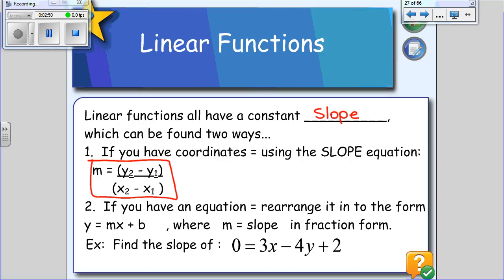1.2 here says if you have an equation, rearrange it in the form y equals mx plus b. Anybody heard of that before? Yeah? Where m is your slope and b is your y-intercept. So anytime you have a linear relation, if you can get y all by itself, you can find the slope and the y-intercept really easy. They just stick out to you. Simple.